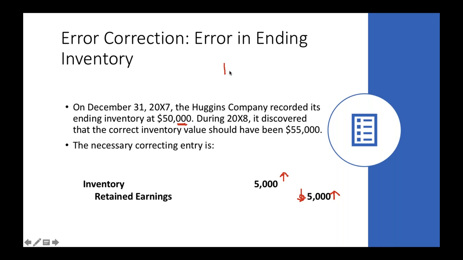When ending inventory is understated, your cost of goods sold will be overstated. When cost of goods sold is overstated, gross profit is understated. Net profit is understated. Thereby, retained earnings is understated. Therefore, now we are increasing our retained earnings by $5,000. So inventory is to be taken into account and retained earnings is adjusted accordingly.